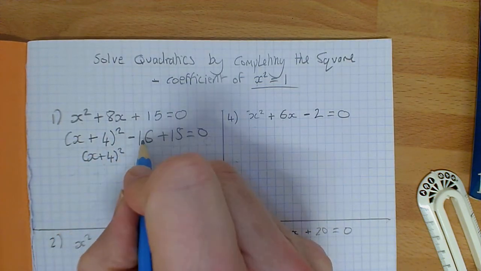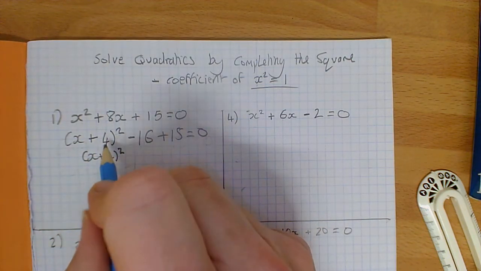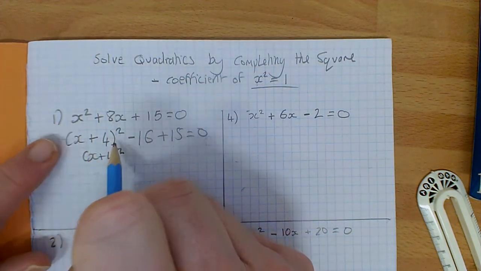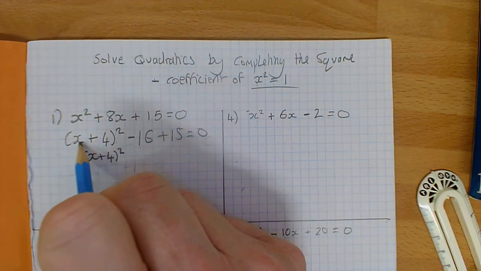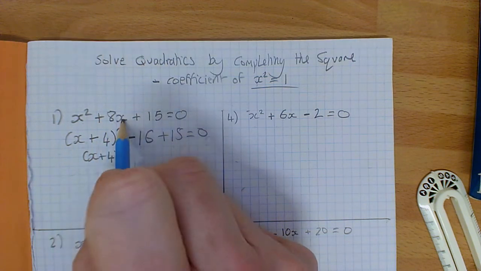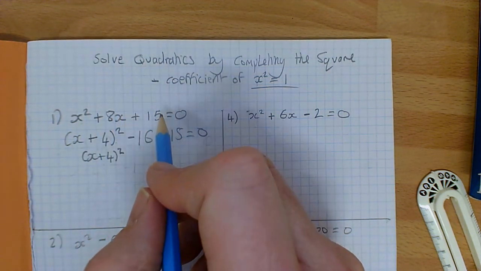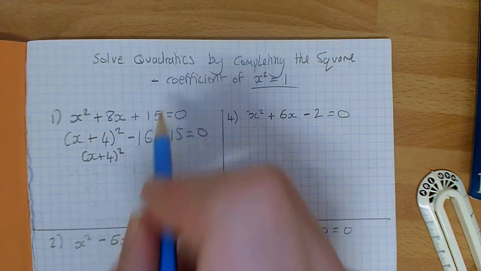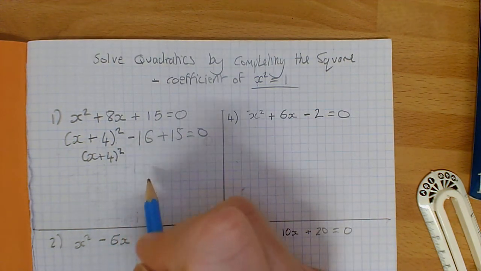Now, why do I take away 16? I'm not going to go into it too much, but if you expanded this bit here, you get x squared plus 4x, which give you this. But you get an extra, add 16, which you don't need. That's why we take it away.